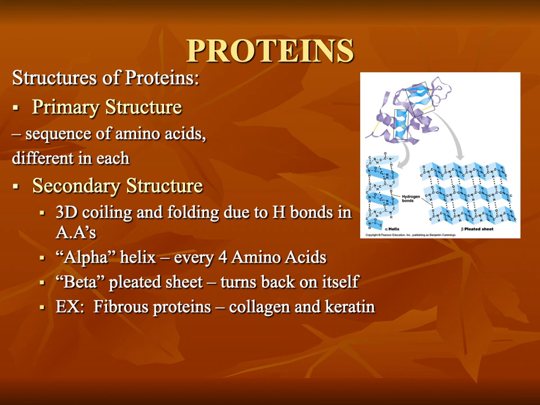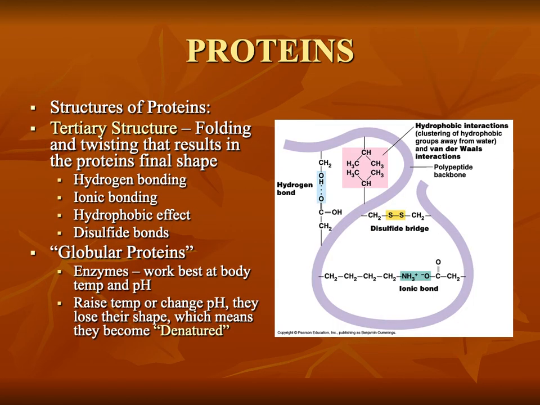You get 3D coiling from the hydrogen bonds: an alpha helix, every four amino acids, and a beta pleated sheet turns back on itself. Some of these proteins are very complex. Here's just a little example of a protein. Because of all the chemical reactions of this chain, they fold back on themselves and form more of a globular shape. Even though they're a long chain of amino acids, they can cross link, like you can see here at the top. There's a cross-linking chain.